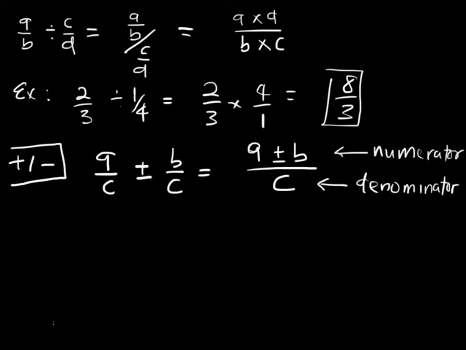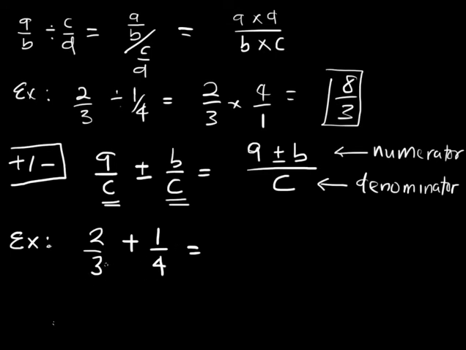Now your denominator must be the same in order for you to add or subtract your numerators, okay? So that is the trick. Your denominator must be the same. So let's look at an example. All right, we'll follow through with our example 2 over 3 plus 1 over 4. Unfortunately here we can't just add 2 plus 1 because our denominators are not the same.